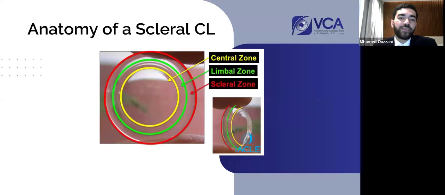The anatomy of the scleral lens, usually here I don't talk about one design, I talk in general. Scleral lenses are manufactured in 3 zones. So you have the central zone where you have the optical zone, and just after you have the limbal zone. That's the zone where the lens will be on the limbus, and you have the landing zone, or we call it the scleral zone, where the lens settles. And by definition, the lens doesn't touch the cornea nor the limbus, and settles only on the sclera.